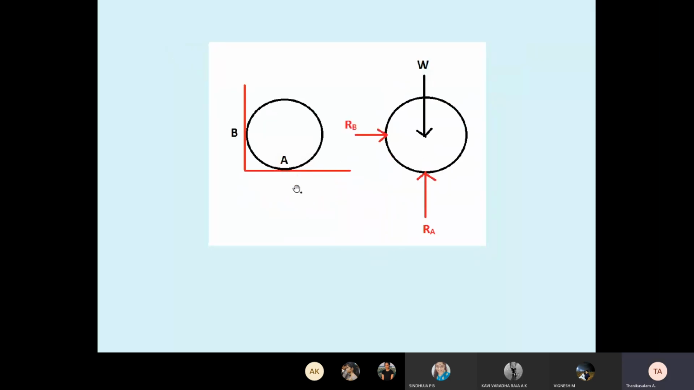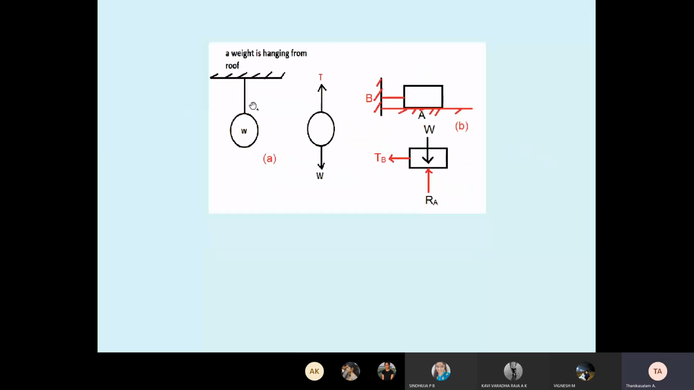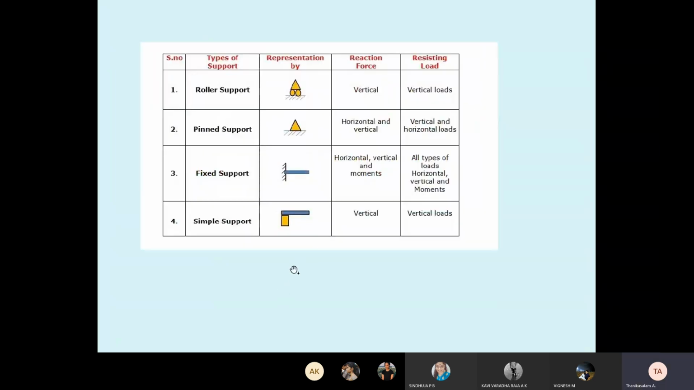Similarly, here also, the ball is touched at A and B, therefore the reaction goes to RA upward. The B is touching here, therefore the reaction RB goes to the right side. Like that, here also this ball is hanging. Hanging means tension, so vertical upward. See, this ball is touching at A and connected at B. Touching means reaction RA upward. Weight is acting downward, and the connector gives tension TB. Now, these are the different types of supports.